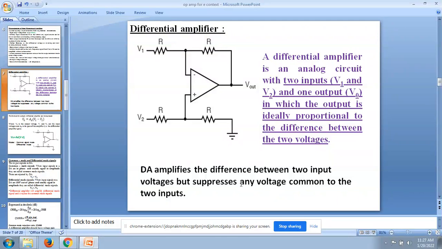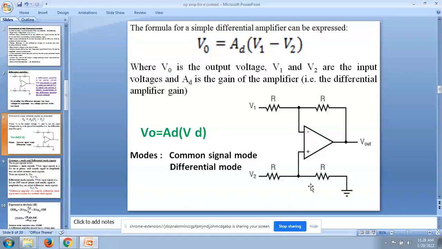An operational amplifier can be operated as a differential amplifier. So what is a differential amplifier? A differential amplifier is an analog circuit with two inputs V1 and V2 and one output V0, in which the output is ideally proportional to the difference between the two voltages, that is V1 minus V2. A differential amplifier amplifies the difference between two input voltages but suppresses any voltages common to the two inputs. The formula for a simple differential amplifier is V0 equals AD into (V1 minus V2).